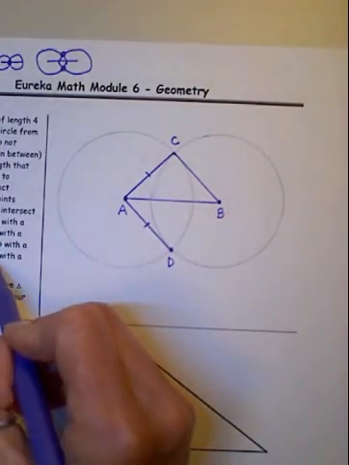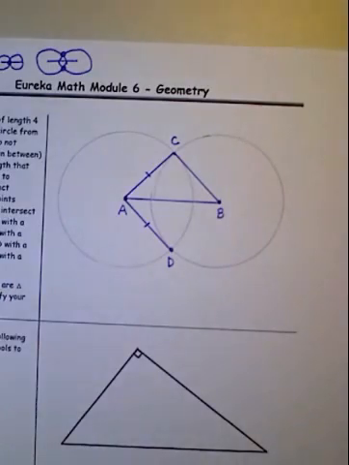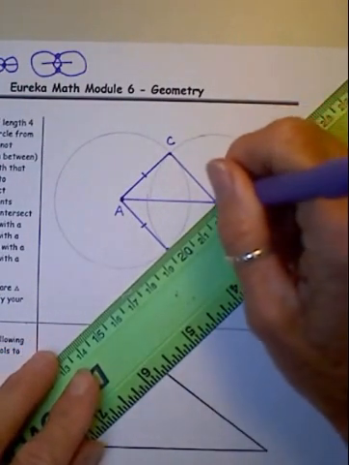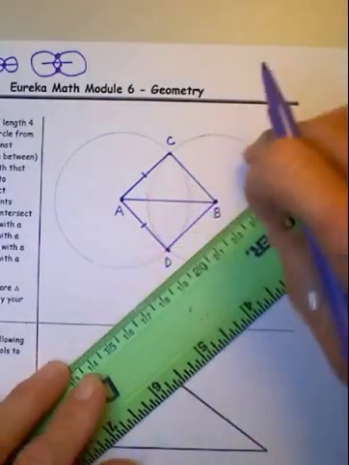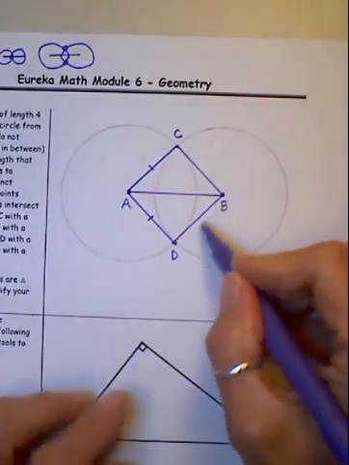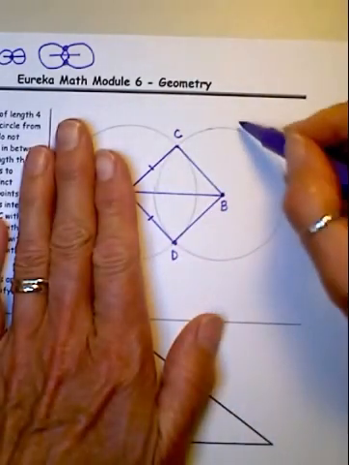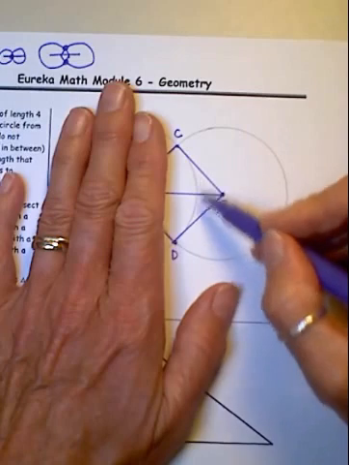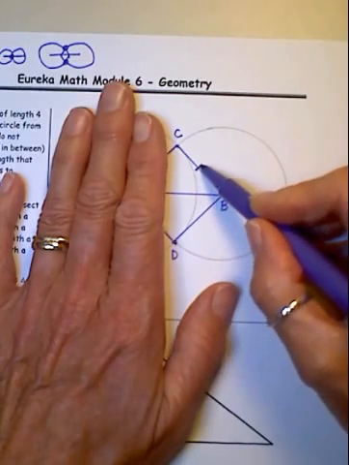Then B and D. Notice that B is the center of the circle and D is a point on the circle, so that BD is a radius of this circle, and BC is a radius of this circle as well. Since they are both radii of the same circle, they have the same length.